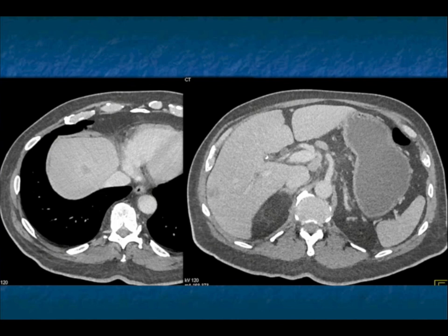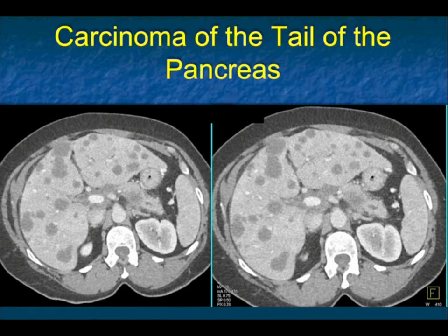But if you have multiple mets, you're surely not going to be resectable, and even a solitary met changes your prognosis. And unless you respond really well to chemotherapy and your surgeon's very aggressive, it's going to be a bad outcome. So typically, lesions in the liver metastatic from pancreatic cancer are hypovascular. They can be subtle, as in this case. They can be very obvious.